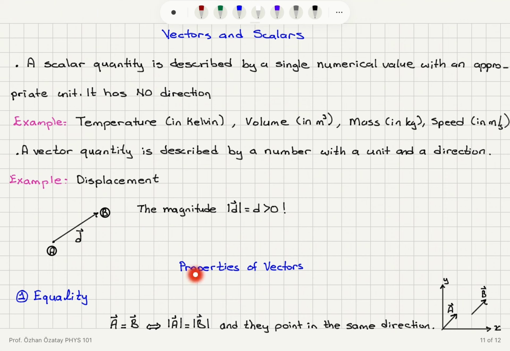Now, as for the properties of vectors, let's say that we have two physical quantities that are vectors, and these two vectors are equal to each other. What does that mean? It implies that the magnitudes of these vectors must be equal, and they must point in the same direction. So in the Cartesian coordinate system, if we have two equal vectors A and B, they must be pointing in the same direction, here along the diagonal at a 45-degree angle with respect to the x-axis, and they must have the same magnitude.